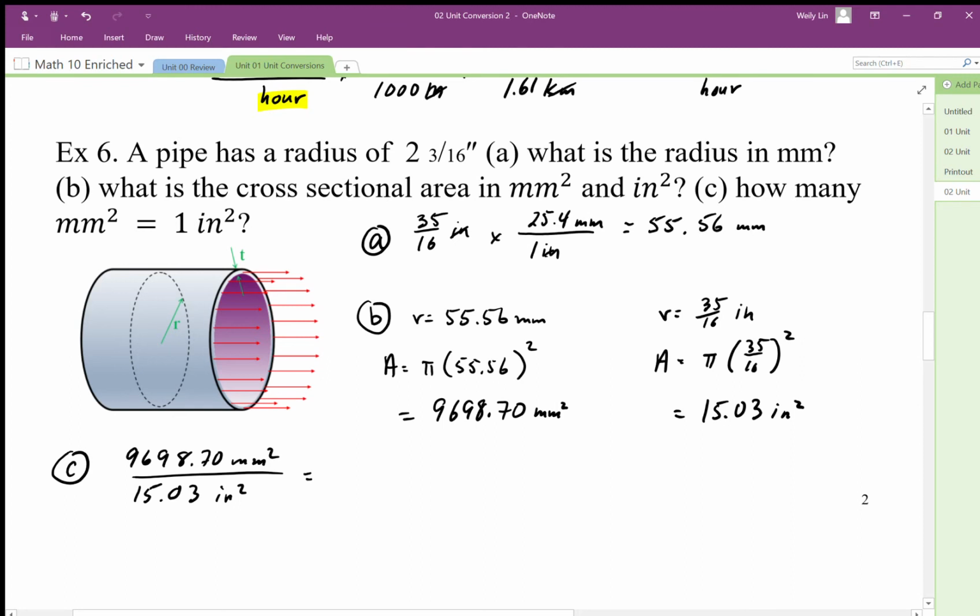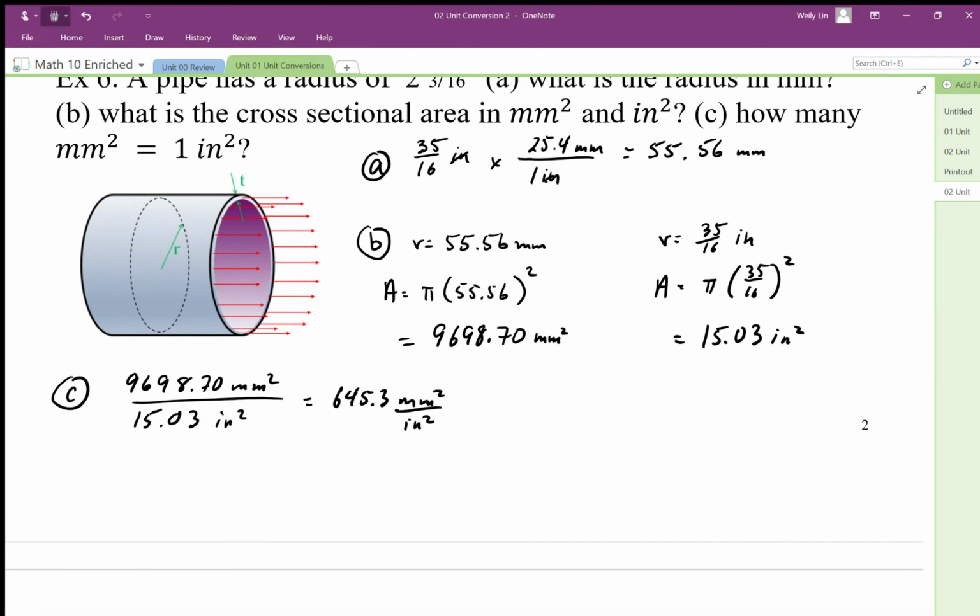Okay, so I end up with 9698.7 divided by 15.03. I get about 645.3. So this is 645.3 millimeters squared for 1 inch squared. Okay, so that's one way to do it.